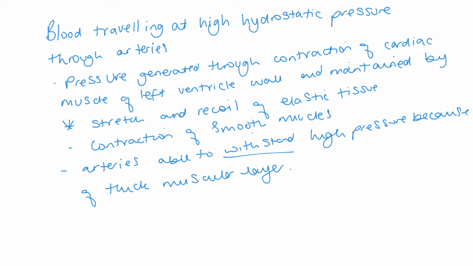So I just want to think a little bit more about the stretch and recoil of the elastic tissue, just so that we have a good understanding of what's going on. So the value of the elastic tissue is that it allows the blood pressure in the arteries to basically even out. So if you think about the contraction of the heart, you've got this generation of these pulses of high pressure and then low pressure, but you don't want these huge changes of blood pressure in the arteries.